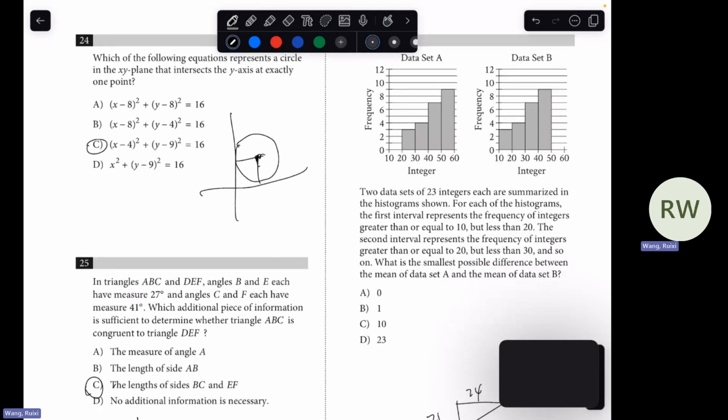26, two data sets of 23 integers, each are summarized in the. Okay, they seem to have the same distribution with the difference that every data in A is 10 larger than data set B. Okay.